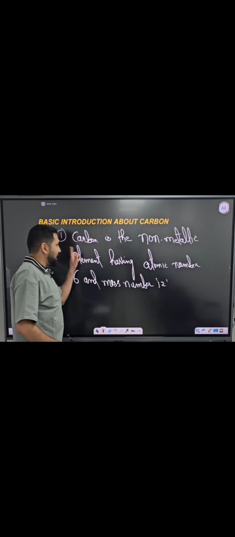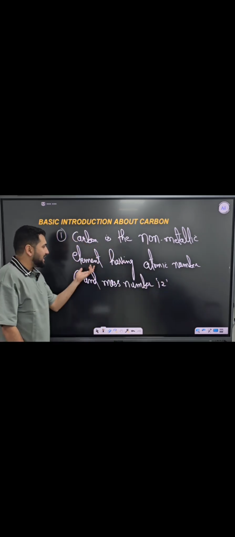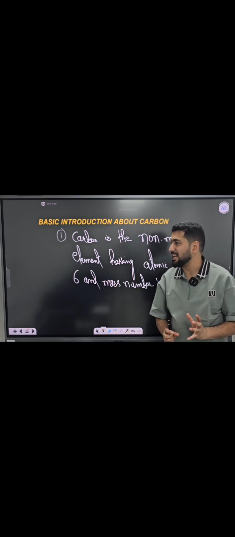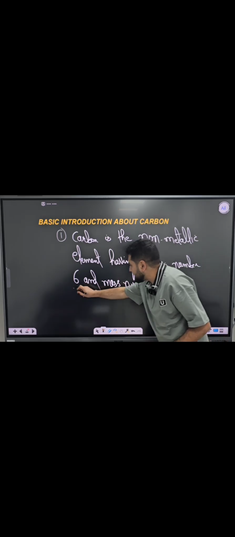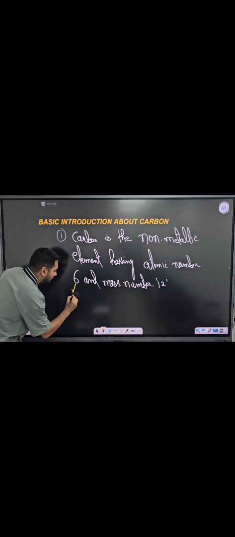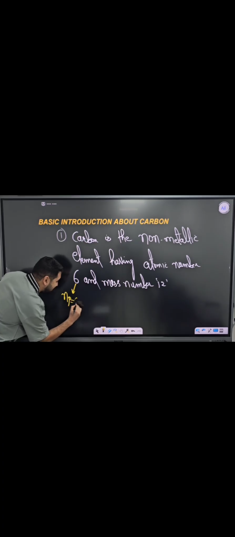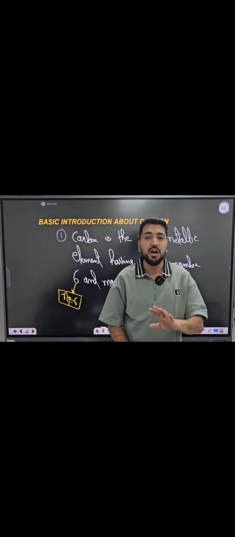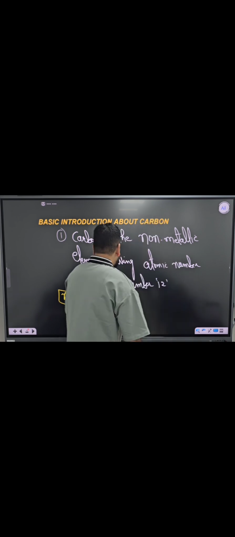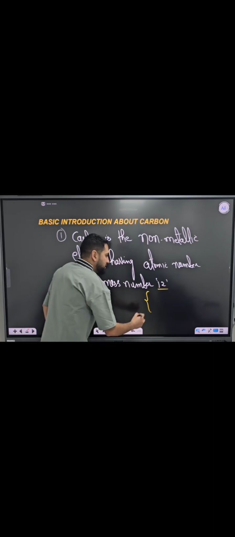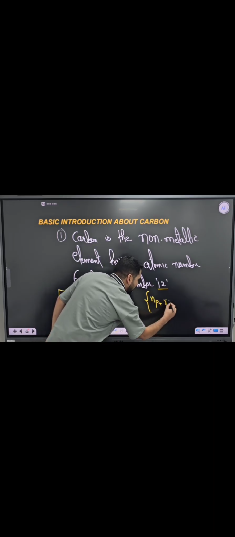Clear? That's one point about carbon, that it's a non-metallic element. Guys, you should know that when I say atomic number is 6, I actually mean how many protons carbon has. Carbon has 6 protons, because atomic number means number of protons only, right? In the same way, it has mass number 12. Mass number here means number of protons plus number of neutrons.